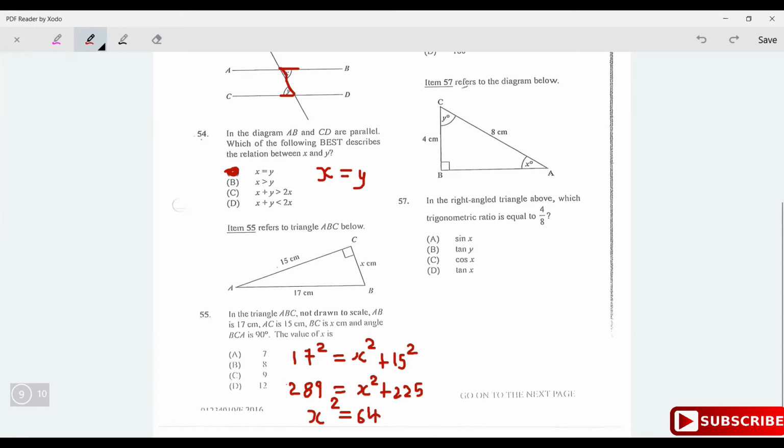And so X is equal to 8. So X is equal to 8 when you square root both sides. X is 8. Easy question.